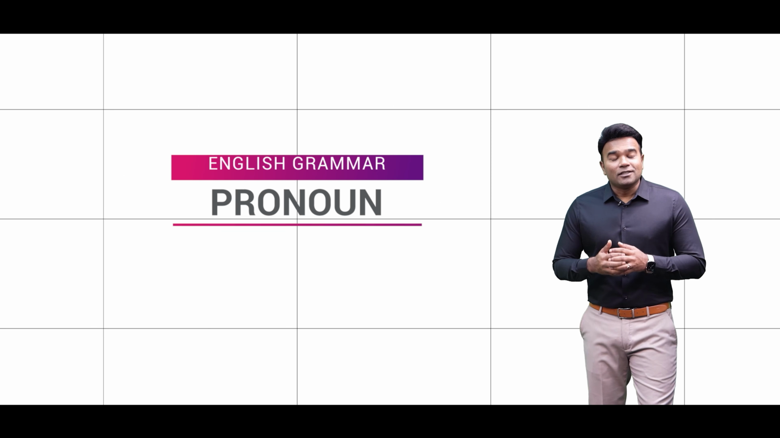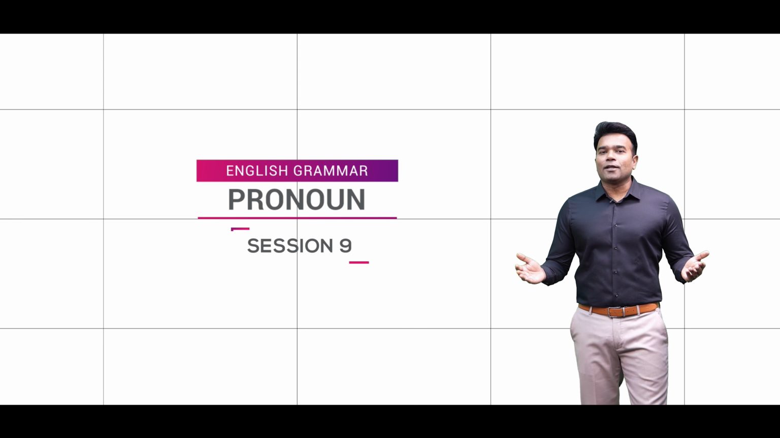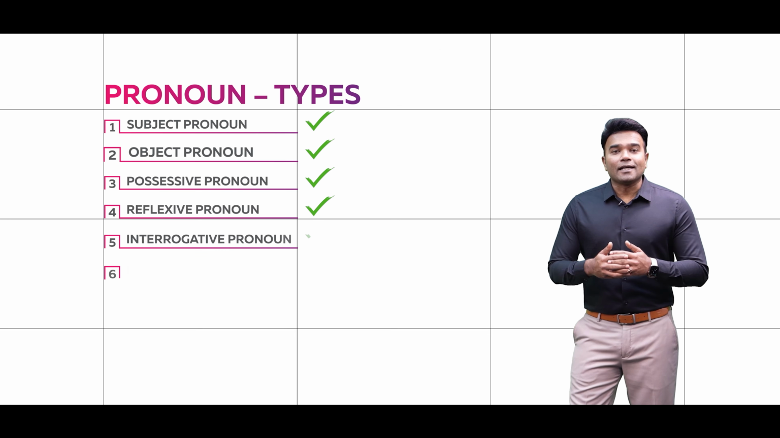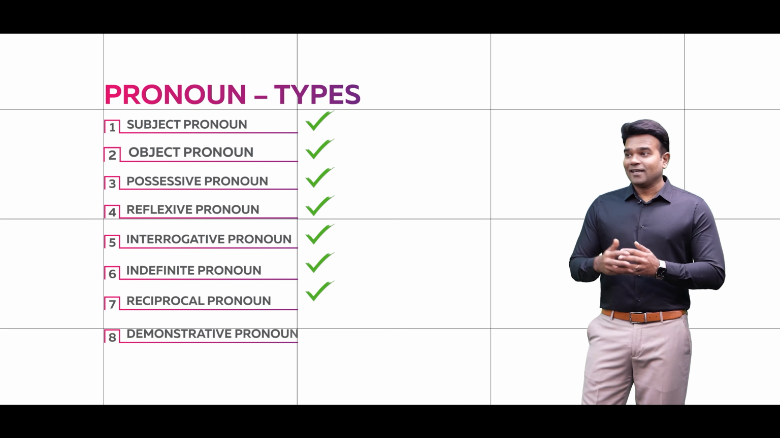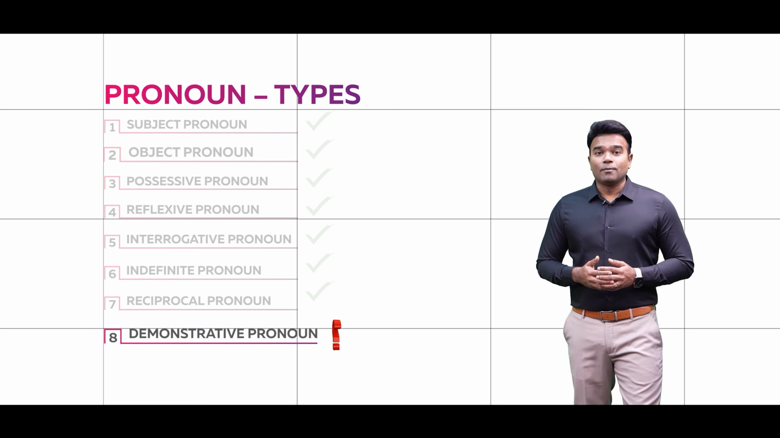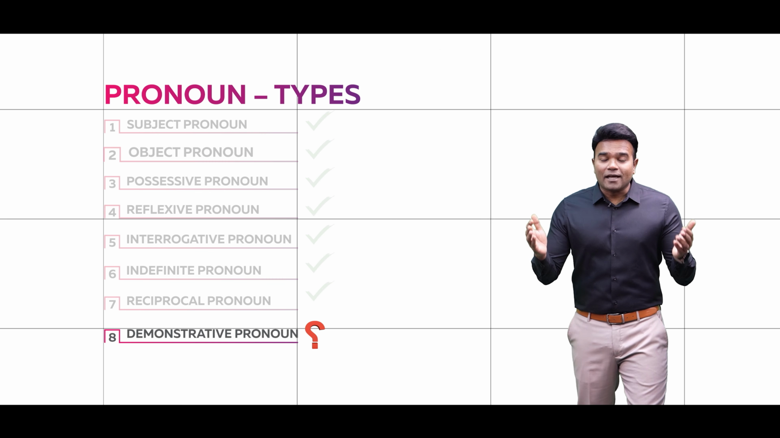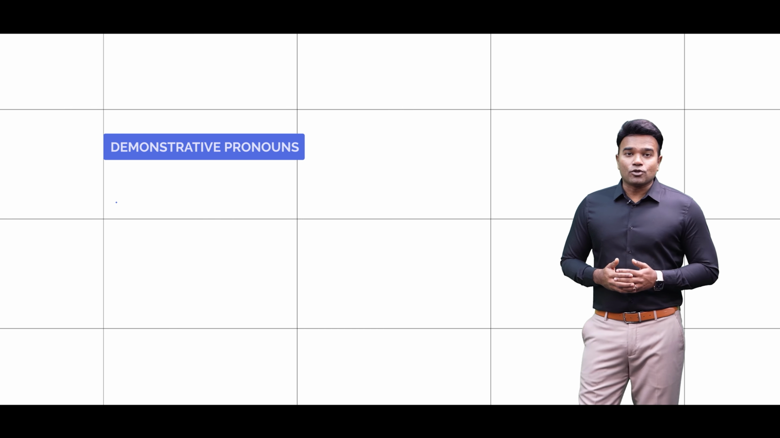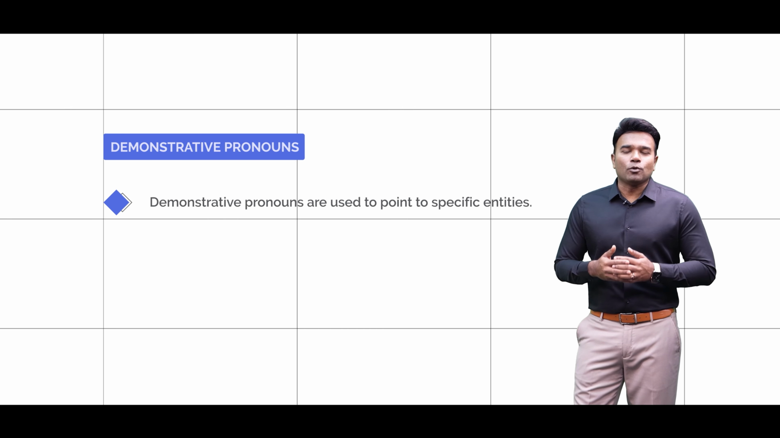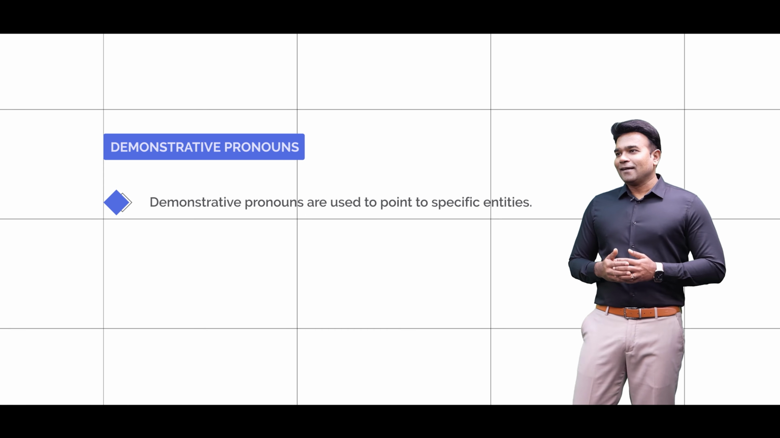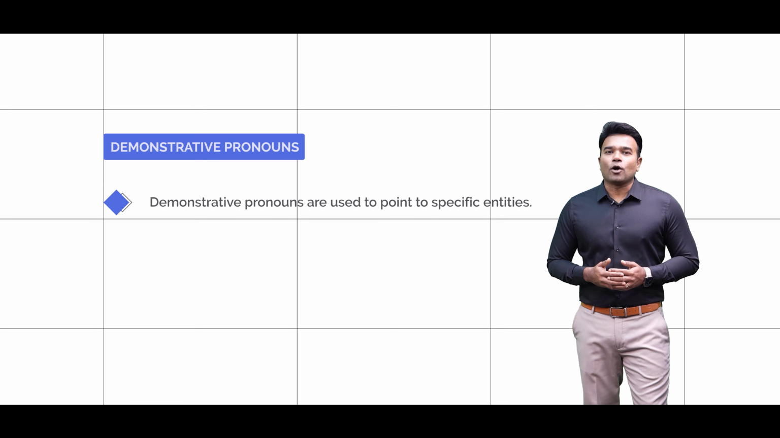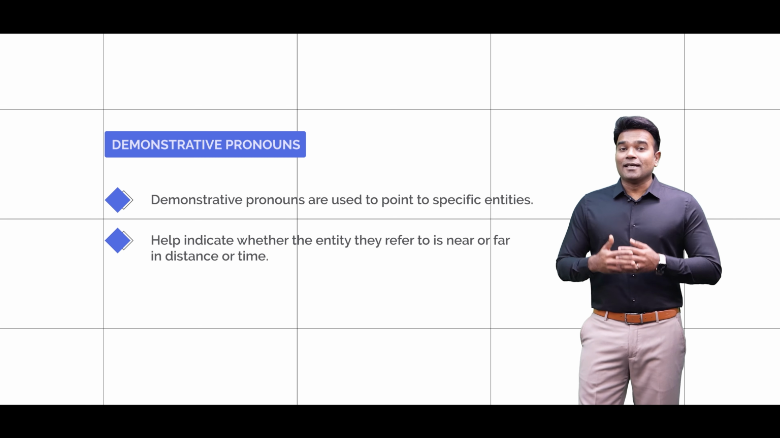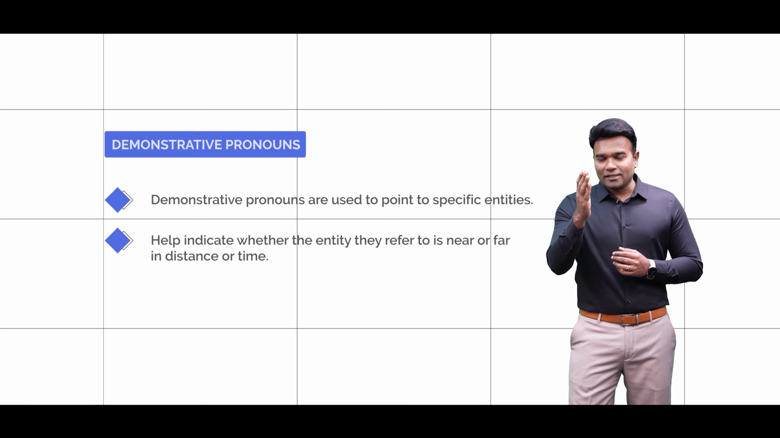Hello and welcome to this session, and in this session we shall continue our understanding of the different types of pronouns. Particularly in this session our focus shall be on the last type of pronoun, which is the demonstrative pronoun. The demonstrative pronoun, as the name itself suggests, is used to demonstrate, or in other words, it is used to point to specific entities. In fact, the demonstrative pronouns also help in indicating whether the entity that we are referring to is near in distance or far in distance.